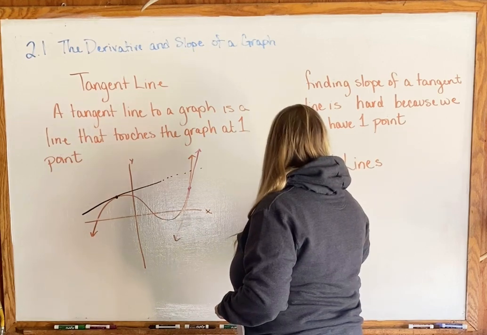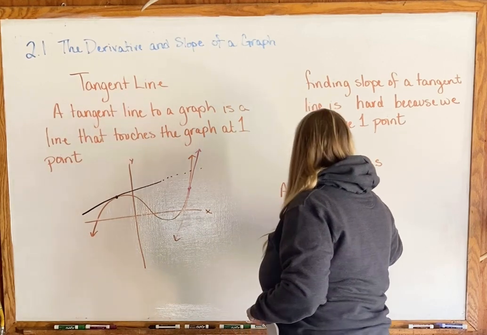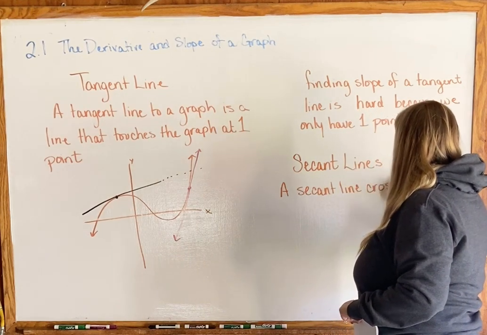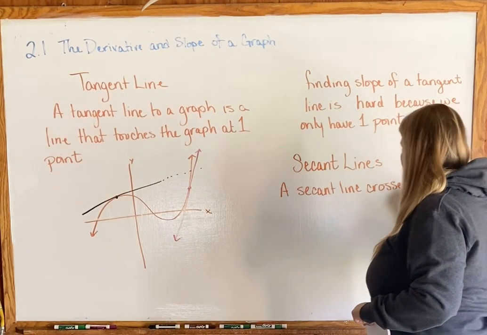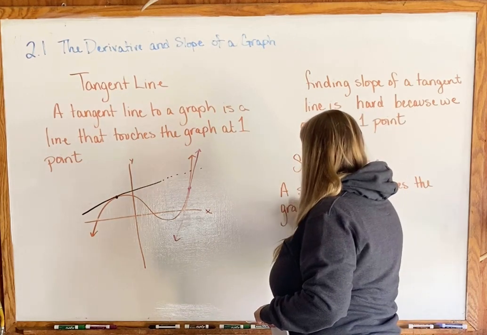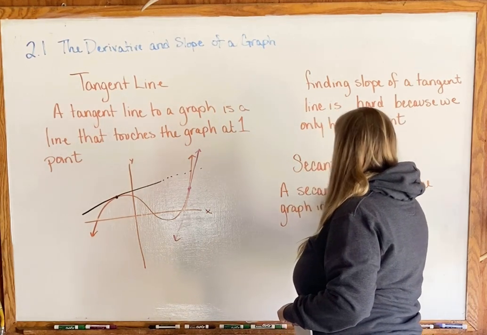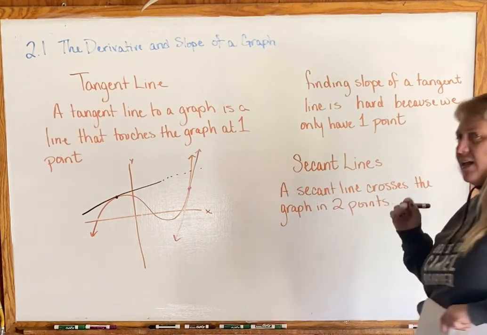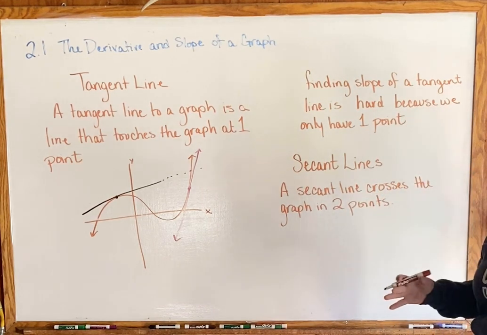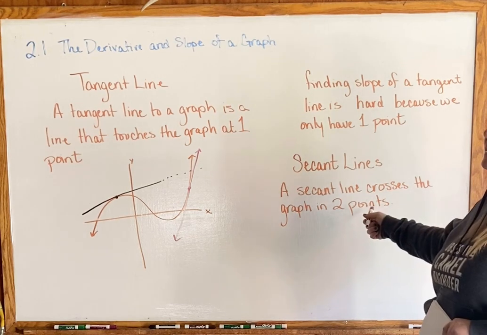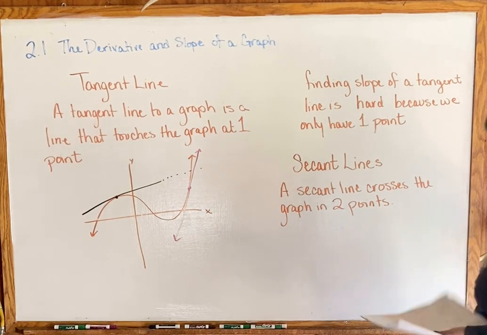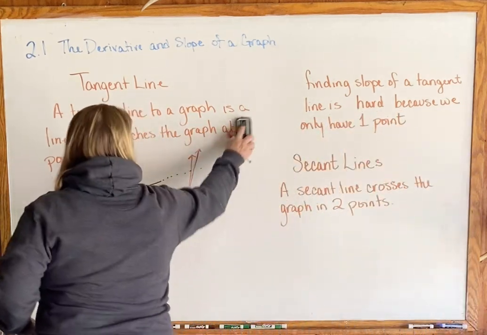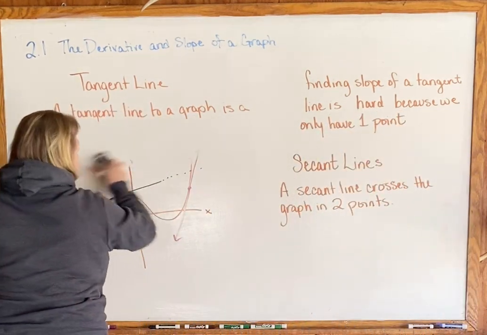A secant line crosses the graph in 2 points. Again, if we're thinking about slope, if we have 2 points, we can find the slope. Well, a secant line is going to do it for us. So let me go ahead and draw another graph and we'll look at a secant line.